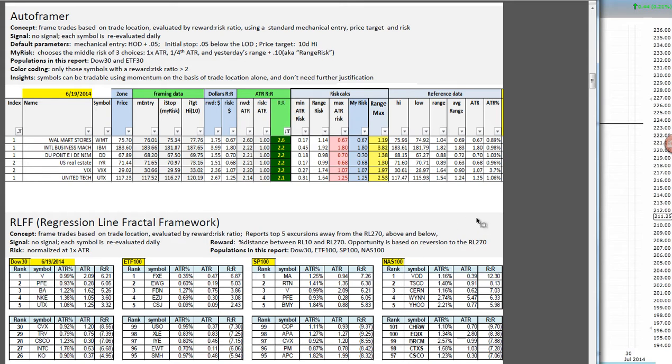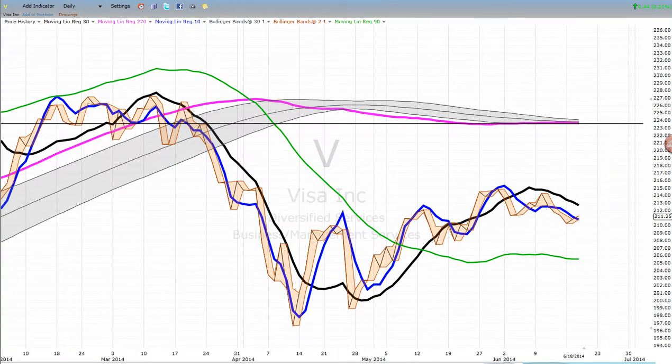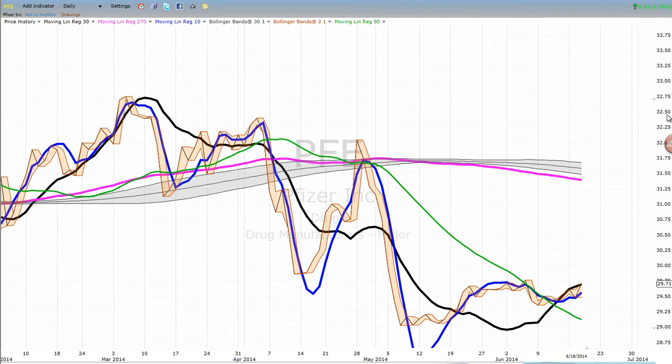Now we'll look at Pfizer and Boeing. Pfizer, you probably like that a little better. Bottoms in place. The 30 is still sloping up. The 10 is sloping up. Positive price action. We're looking for a move from 29.50 to 31.50. So that's about a 7% move available if it continues to follow through.